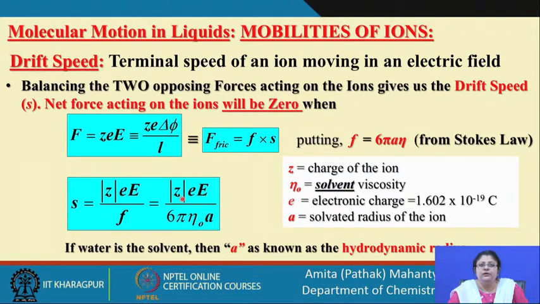A is what? That is the diameter of the ion in the solvent. We can call it the solvated radius of the ion. What is e? Small e is the electronic charge. Eta naught is the viscosity of the solvent, and Z is the charge of the ion. Now, the solvated radius which we are talking about is also known as the hydrodynamic radius when we have the solvent medium as water.